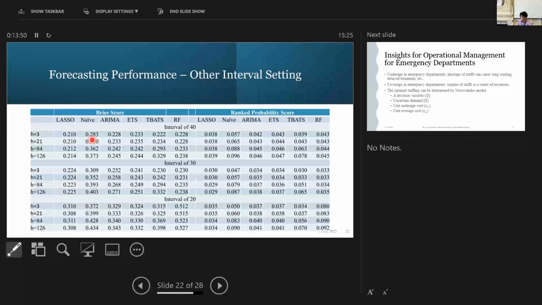Obviously, in the beginning, I showed you I just cut categories at 50, but people can say, why 50? Why not 40? Why not 30? Why not 20? I show the results here as well. So there is no big difference. Lasso still performs the best.